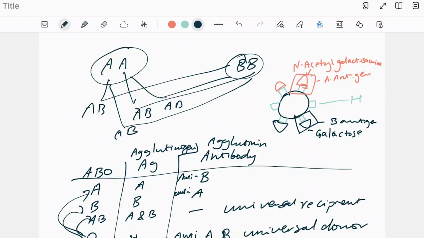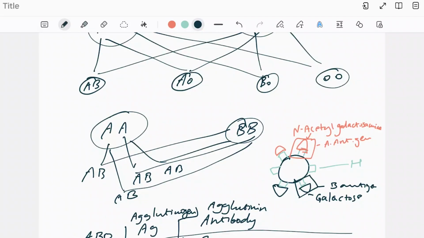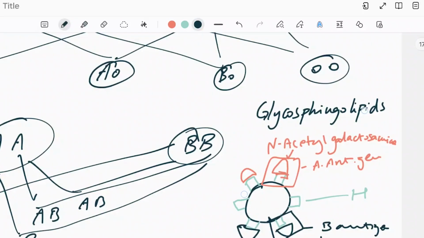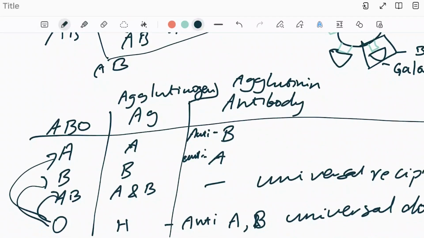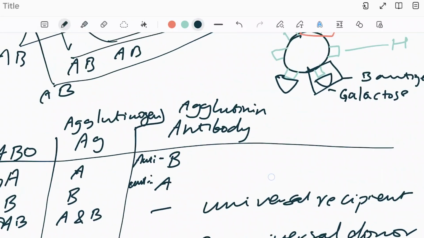So one of the important things to know is these antigens that you see on the RBC surface, they are glycosphingolipids. Okay, but these antigens of the ABO system, they're not just present on RBCs.